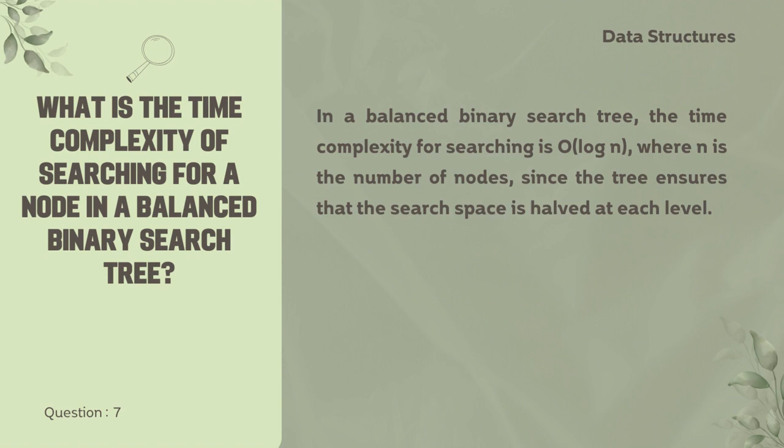In an unbalanced BST, where the height becomes linear, that means h is equal to n, the time complexity for searching can degrade to O(n), making it less efficient. To maintain the efficiency of BST operations, various self-balancing BSTs, for example AVL trees and red black trees, are used to automatically rebalance the tree during insertions and deletions, ensuring a logarithmic height and O(log n) time complexity for searching and other operations.